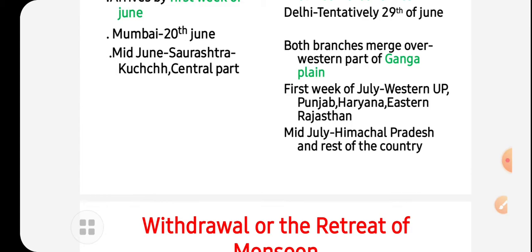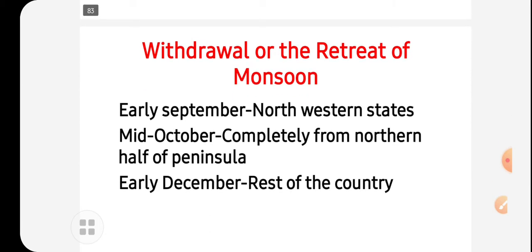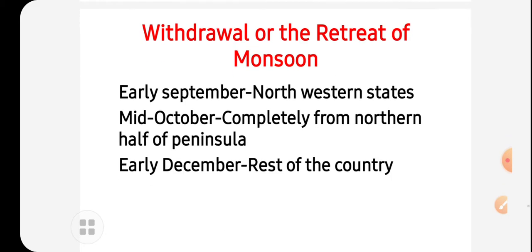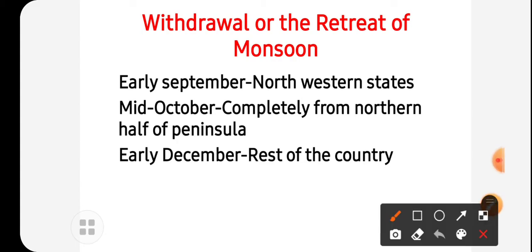We are here discussing the onset of the monsoon. So we take the complete influence of the monsoon on India. Now the withdrawal or retreat of the monsoon. Retreat means when it comes back. In early September, northwestern states, and by mid October completely from the northern half of the peninsula. When we see the withdrawal of the monsoon, it takes place in the month of mid October, at this particular period of time the monsoon goes away from this part, the peninsula.